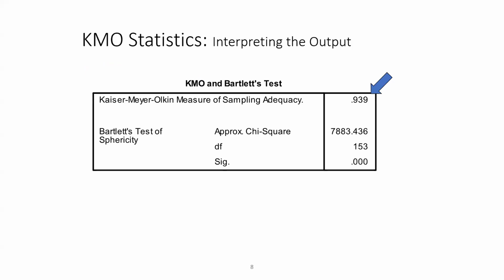Another thing that was not mentioned here, I'm sorry, is Bartlett's test of sphericity. The p-value should be less than 0.05. Usually you get it less than 0.05. This is what we are supposed to test here.